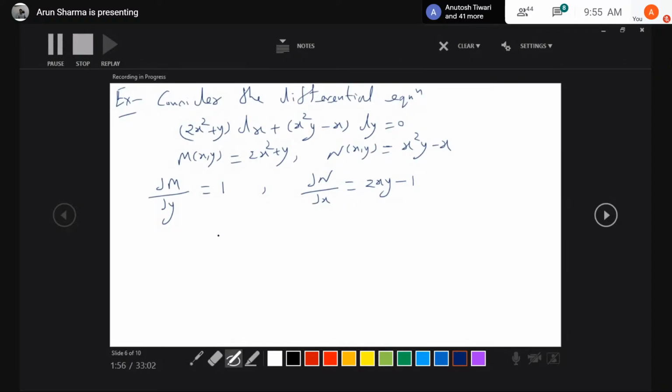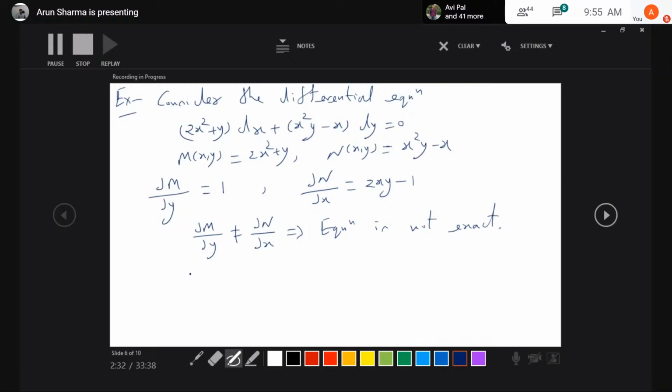So now, just see what is this ∂N/∂x minus ∂M/∂y. Basically they are not equal. ∂M/∂y is not equal to ∂N/∂x. This implies the differential equation is not exact. So now we are looking for an integrating factor to make it exact.